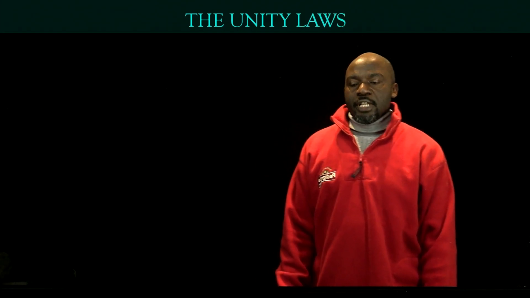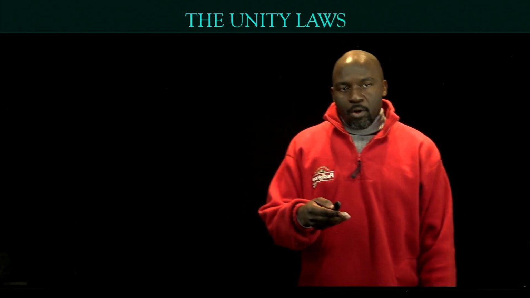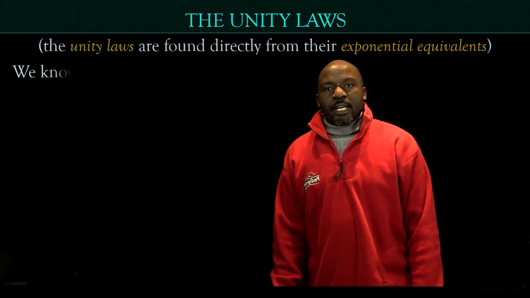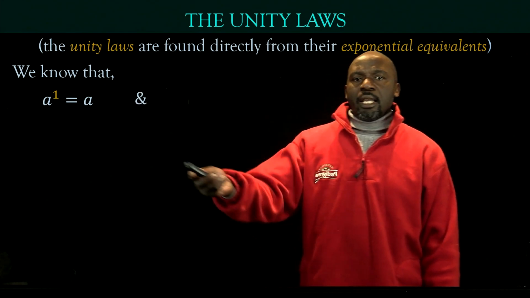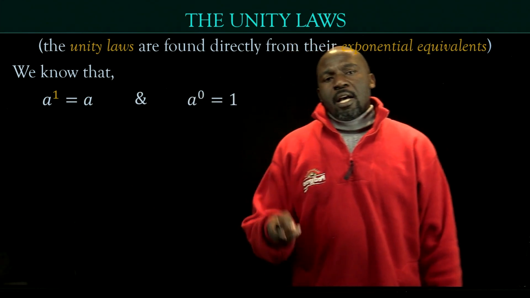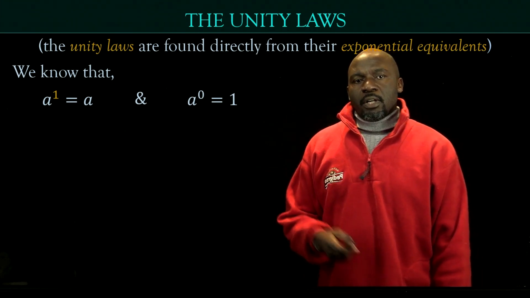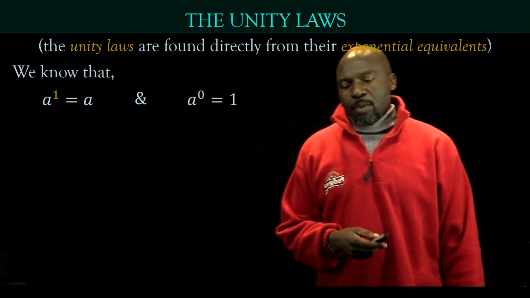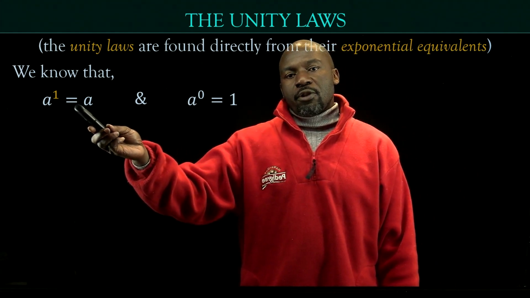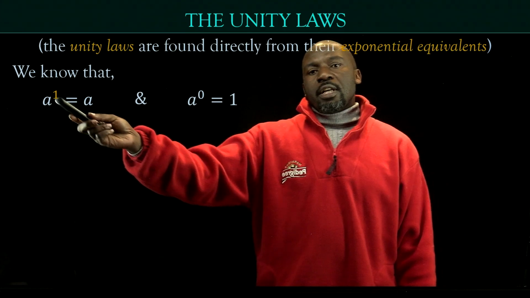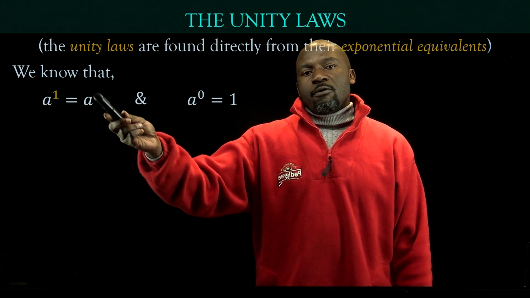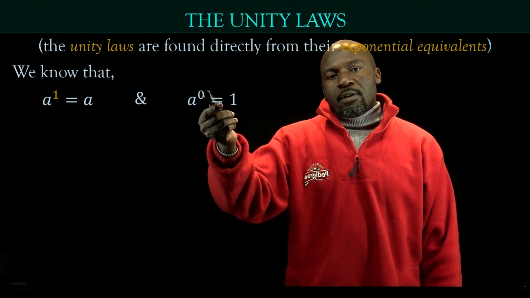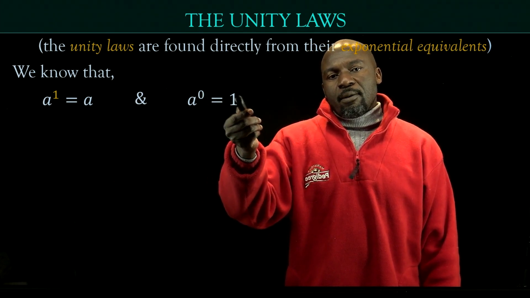The next is the unity and the null value laws. What does that mean? We know from laws of exponents that a to the power of 1 is a, and also that a to the power of 0 is 1. All we need to do here is to change from exponential notation to logarithmic notation. We see that 1 is the logarithm of a to base a, and 0 is the logarithm of 1 when the base is a.